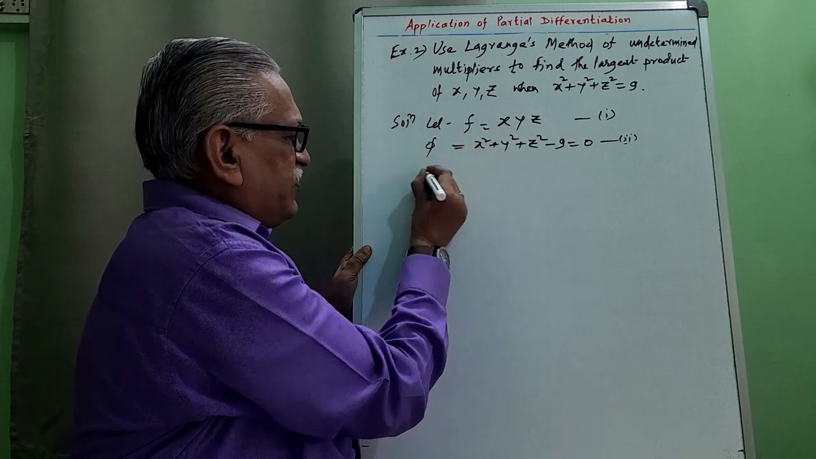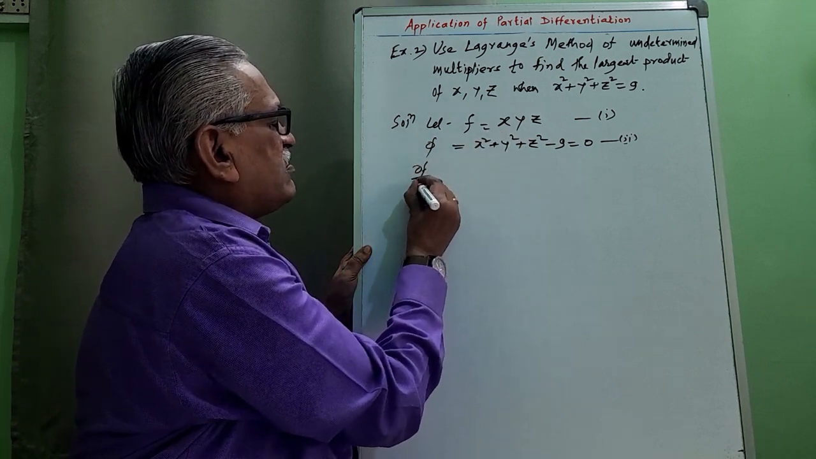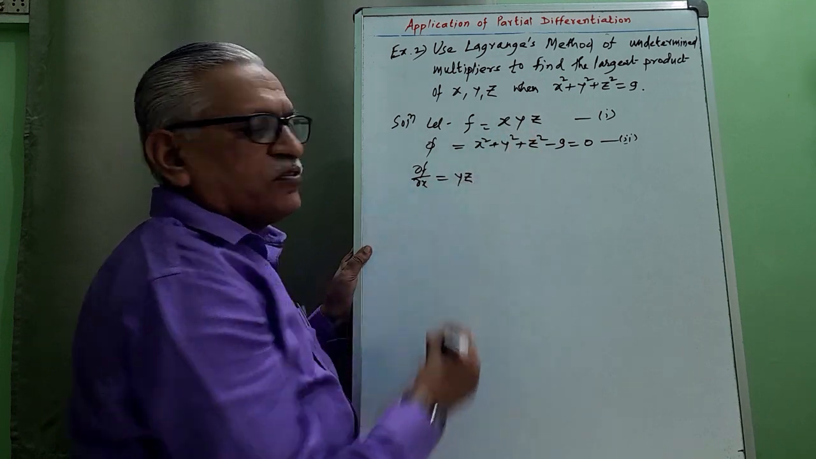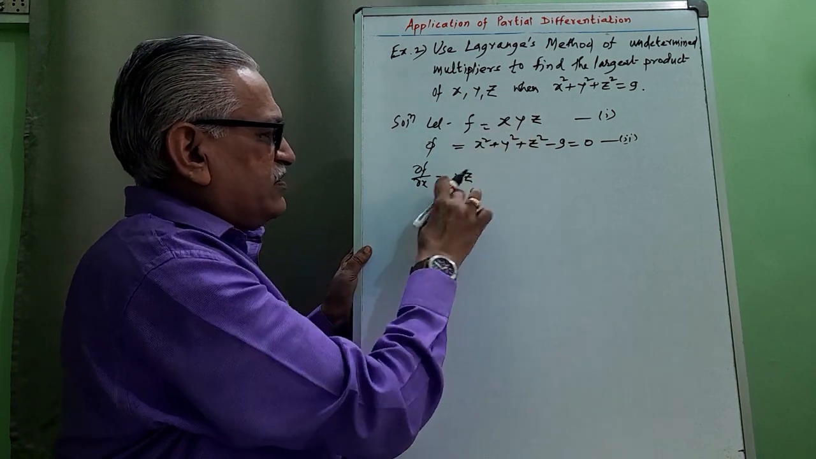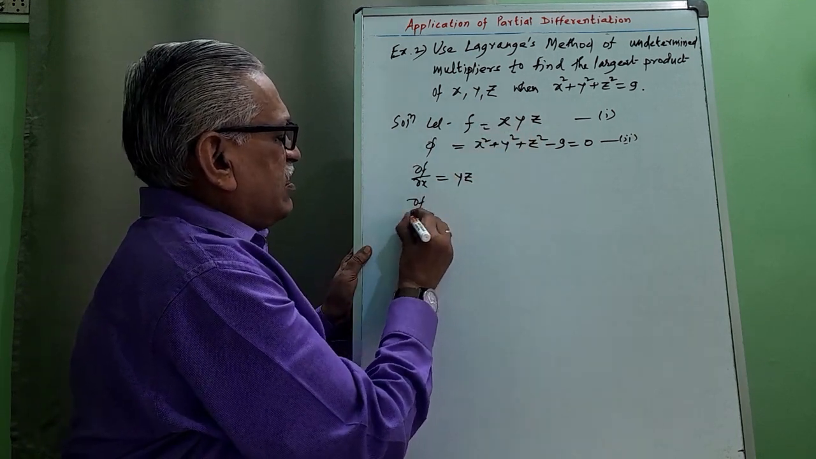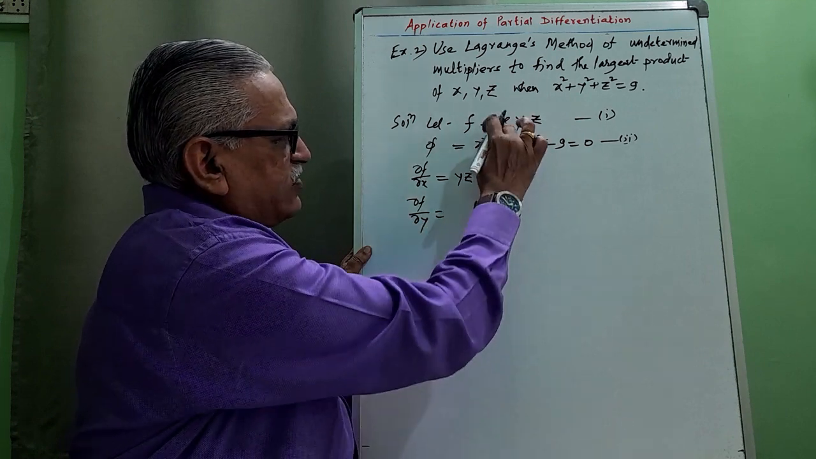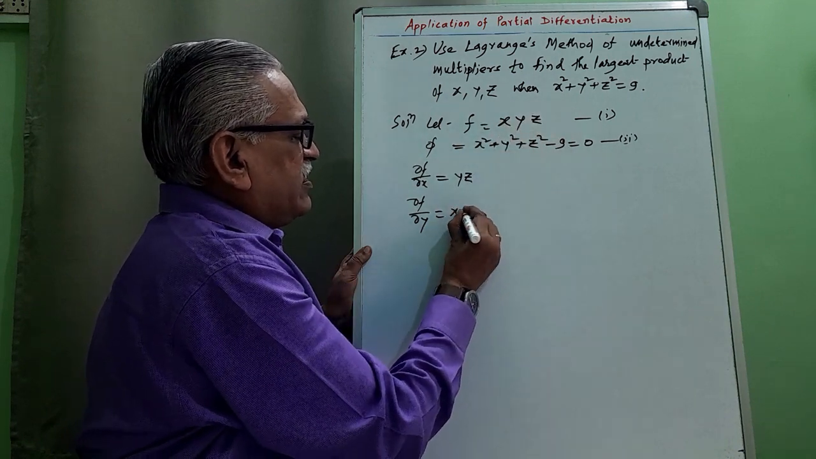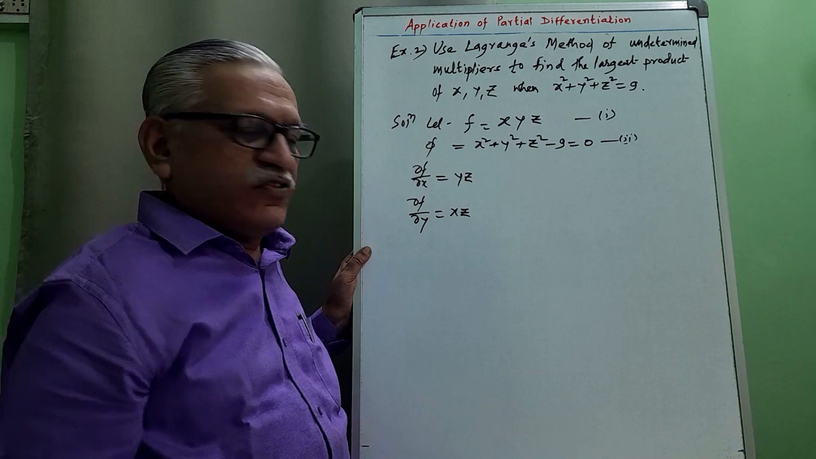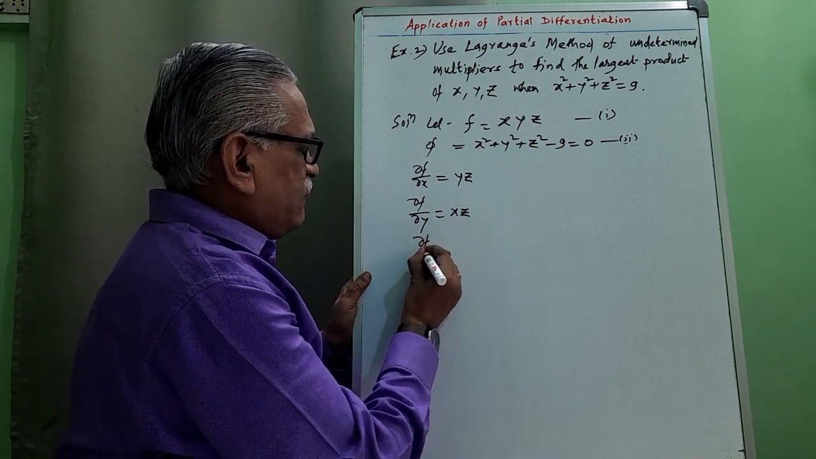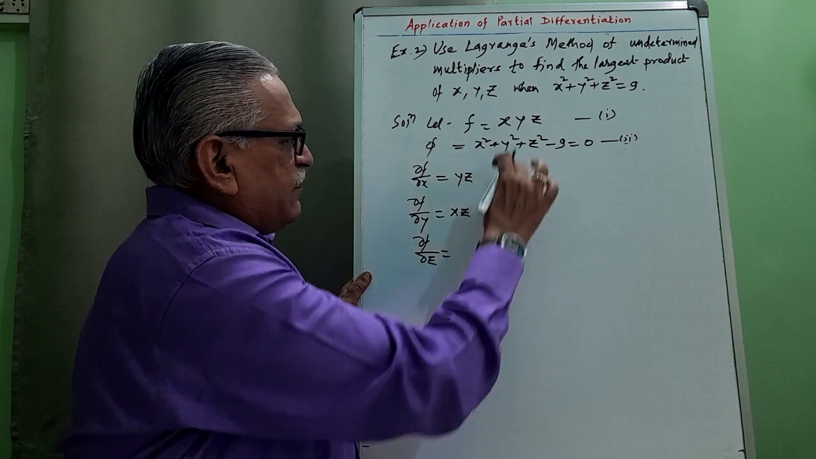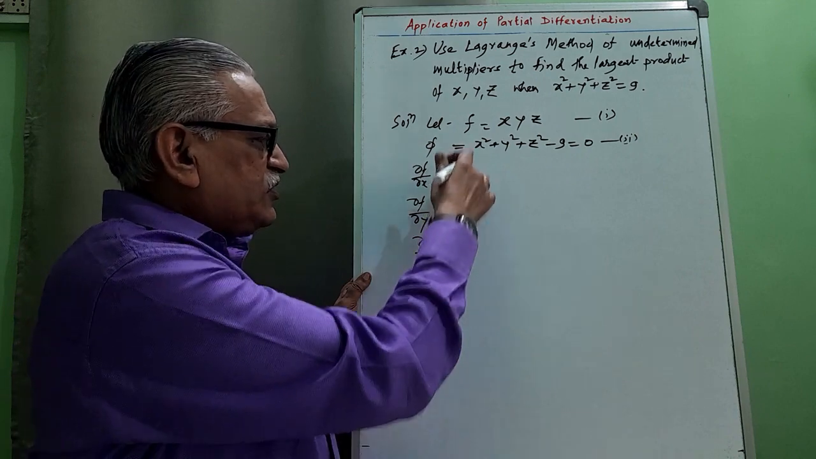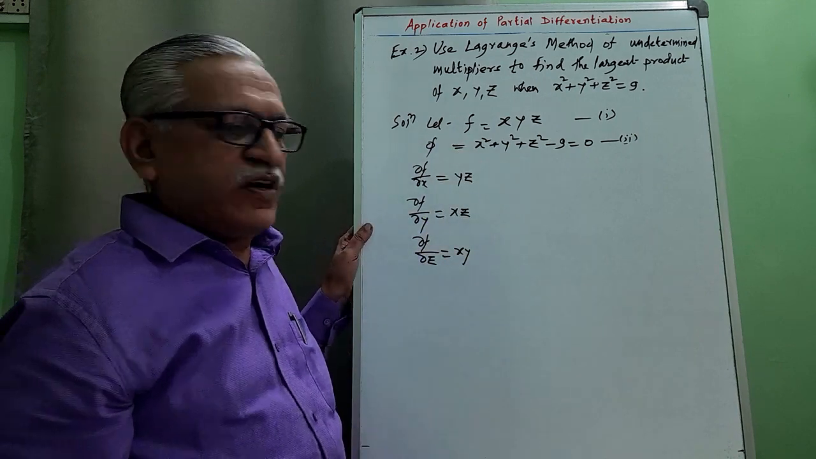Then differentiating f with respect to x, keeping y and z constant, the derivative is yz, the constant term outside, and the differentiation of x is 1. Then differentiating f with respect to y, keeping x and z constant, we get xz, the derivative of y is 1. Differentiating f with respect to z, keeping x and y constant, we get xy, the derivative of z is 1. Therefore, these are the partial derivatives of f with respect to x, y, z.